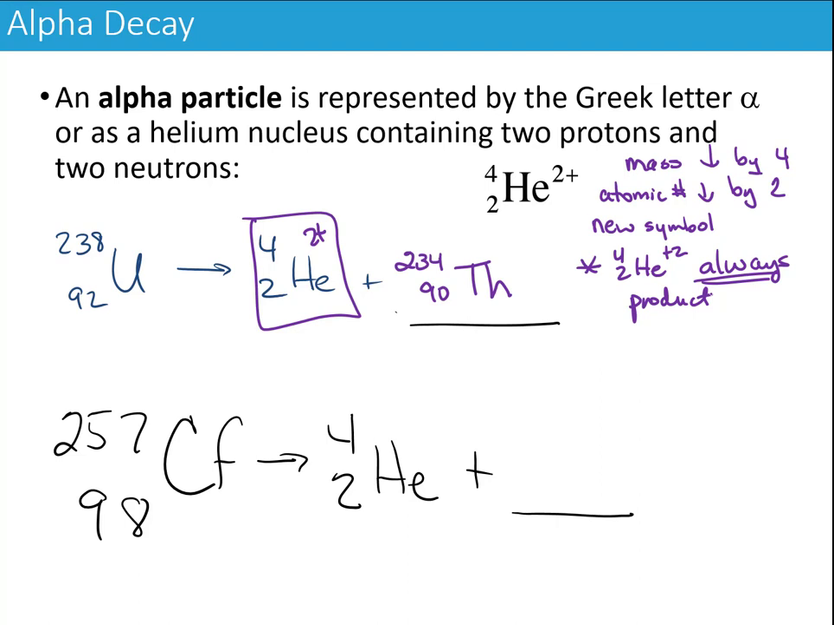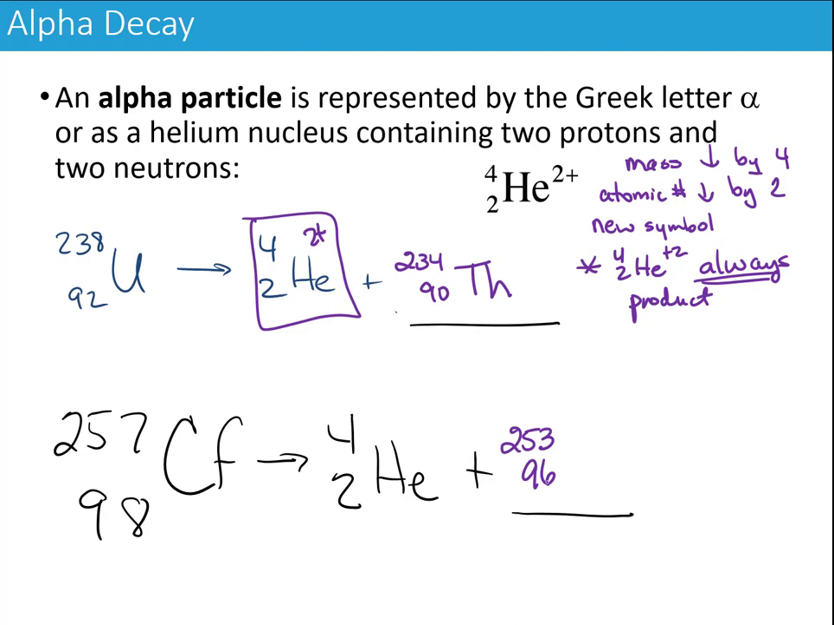So if californium breaks down, it undergoes this alpha decay. So what happens to the atomic mass? It goes down 4. To what? 253. So 257 minus 4, so it would end up being 253. The atomic number goes from 98 to 96. And if it's 96, it's not californium. See, 98 is Cf. 96 is what? Cm. Does everybody see that?